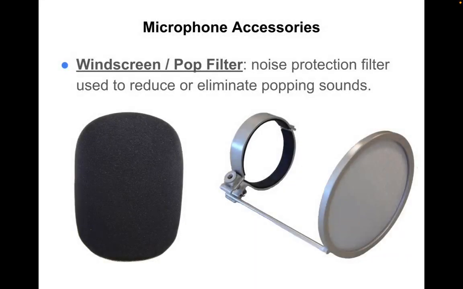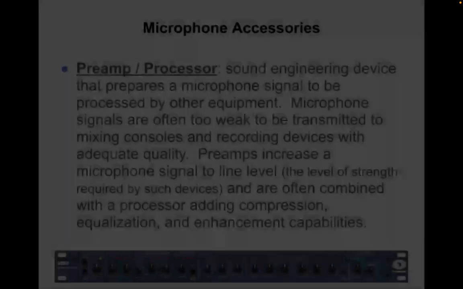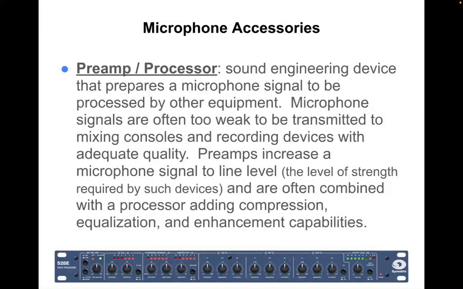A windscreen or pop filter is a noise protection accessory that reduces or eliminates popping sounds. They prevent strong blasts of air from clipping or distorting the sound. The preamp is the sound engineering device that prepares a microphone signal to be processed by other equipment. Mic signals are often too weak to be transmitted to mixing consoles and recording devices with adequate quality. Preamps increase a microphone signal to line level, which is the level of strength required by such devices, and are often combined with a processor, which adds compression, equalization, and enhancement capabilities.